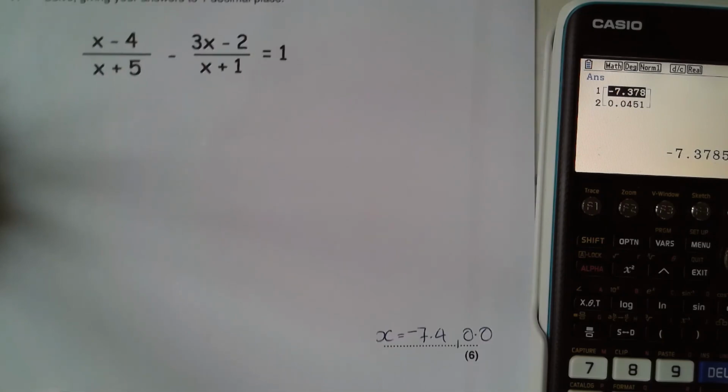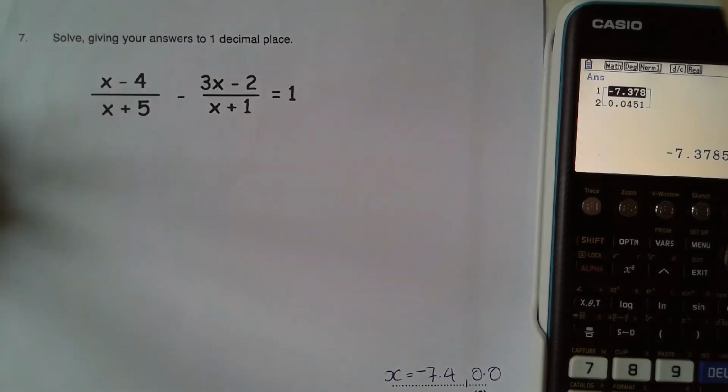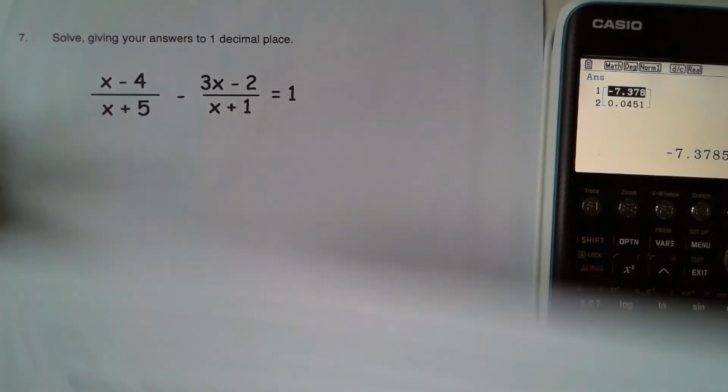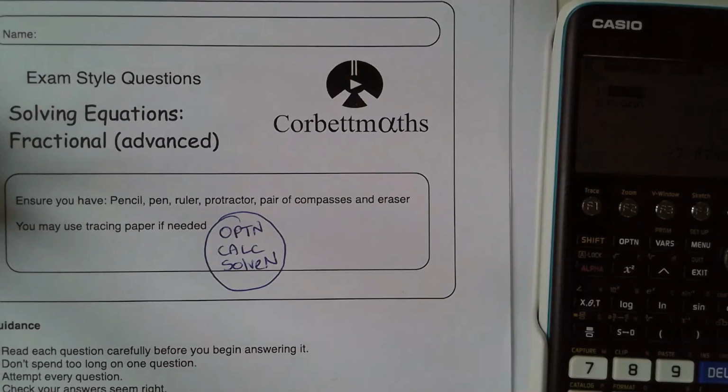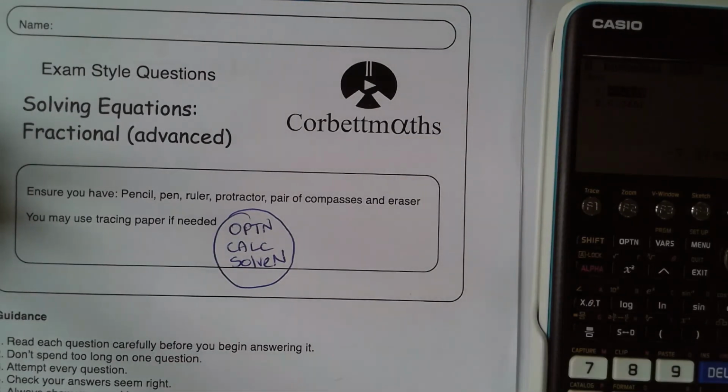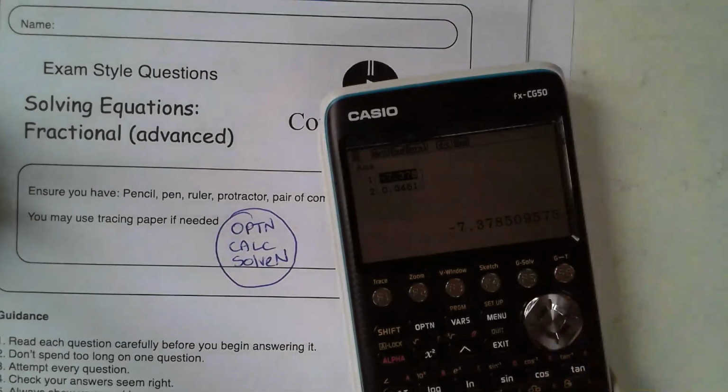So there we go. That's the end of that video, which was looking at how you could mark your answers to the Corbett Maths booklet, solving equations, fractional advanced, with the Casio FX CG50.